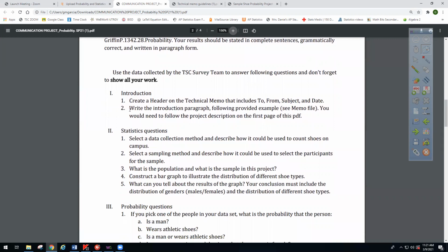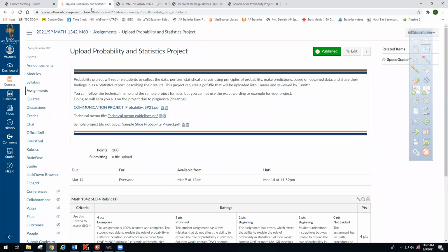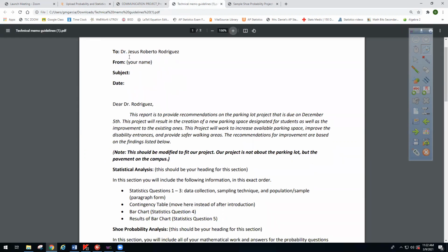Now, the first one, it says here, introduction. Create a header on the technical memo that includes to, from, subject, and date. Write the introduction paragraph following provided examples. See the memo. You will need to follow the project description on the first page of this PDF. Again, which is that memo? That is the second worksheet that you were supposed to download, and you're going to follow this memo. So here you're going to put to Dr. Jesus Roberto Rodriguez, your full name, the subject, elementary statistics, and the date.